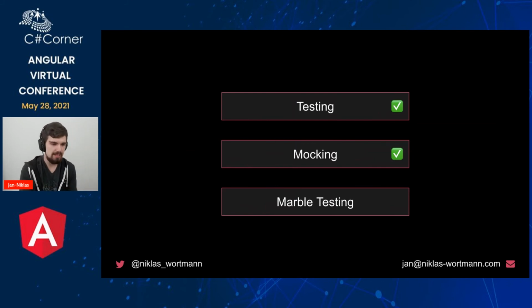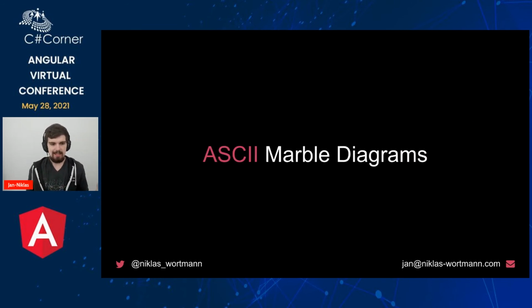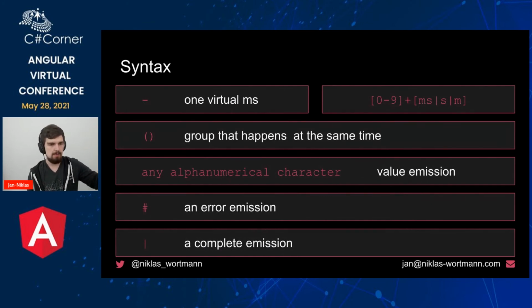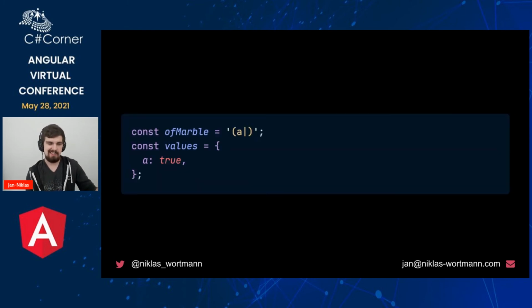So let me add my 2 cents about marble testing. In all honesty, marble testing is a great way because it provides a visual way to represent the behavior of an observable. And usually when we're talking about marble diagrams, we are talking about ASCII marble diagrams, not that kind of ASCII art, but this kind of ASCII art. They come with their own syntax that you have to learn, and they describe the behavior of the observable. So of true, for example, would look like this in a marble diagram. We have the parentheses to mark a synchronous emission, having two emissions at the same time. First, the value true, represented by the character A, and then the pipe for the complete signal.